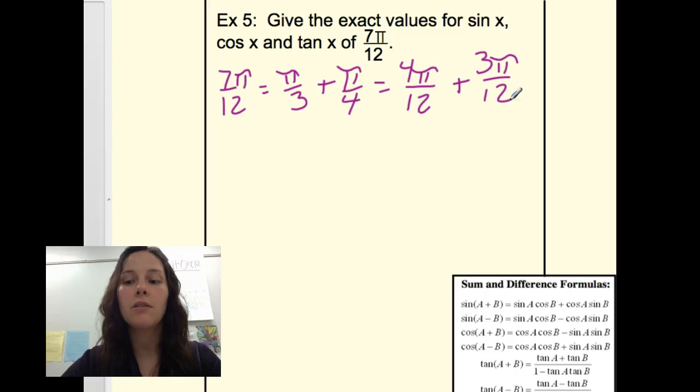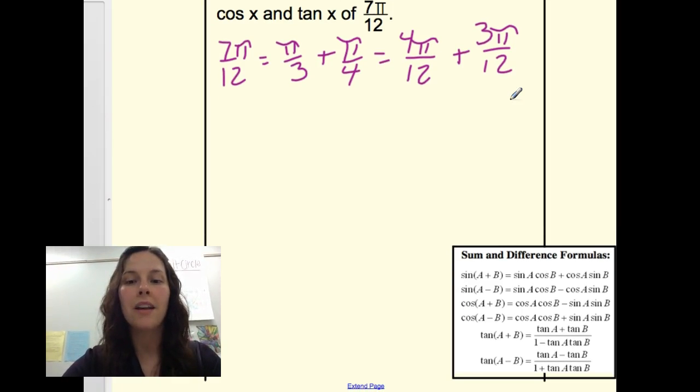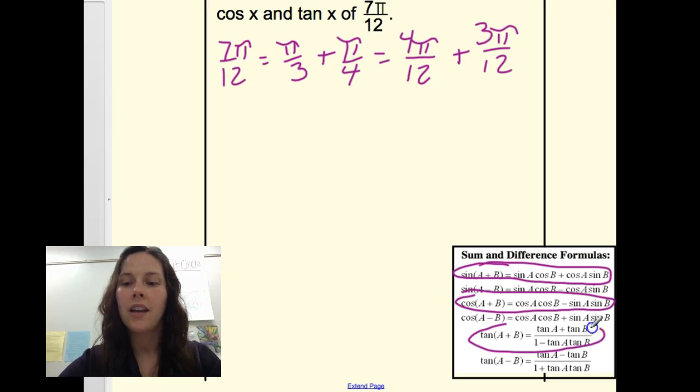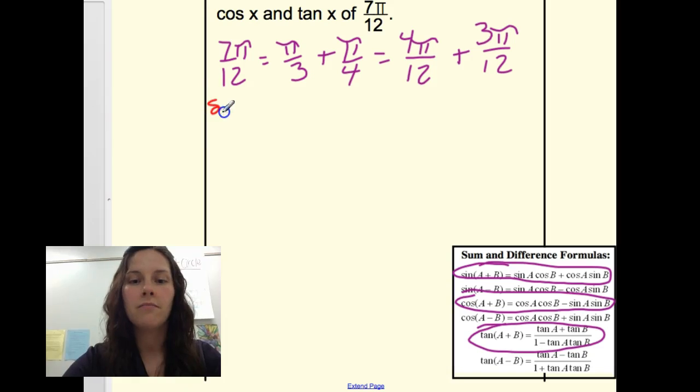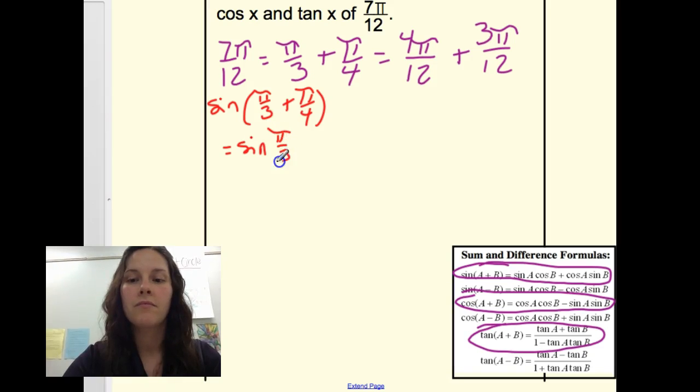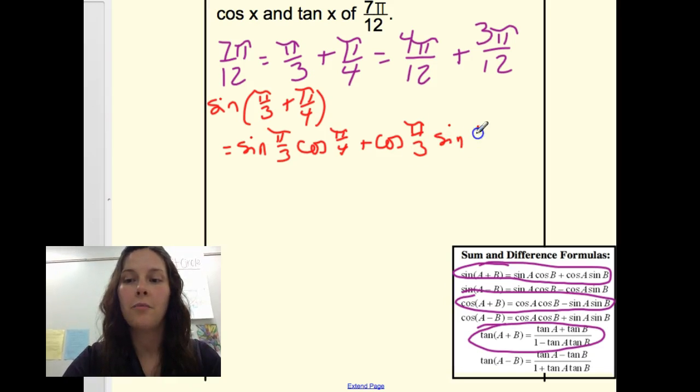So we're going to use similar formulas, except this time we'll be adding all of them. So we're going to use all of our adding formulas. So that one for sine, this adding one for cosine, and this adding one for tangent. Starting with sine, we've got sine of pi over 3 plus pi over 4, which gives us sine of pi over 3 times cosine of pi over 4 plus cosine of pi over 3 times sine of pi over 4.